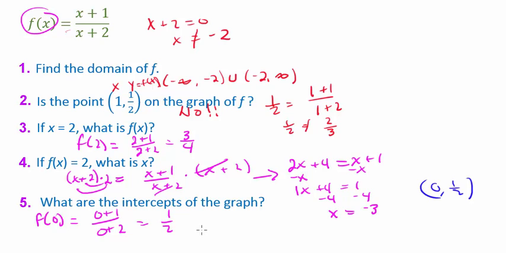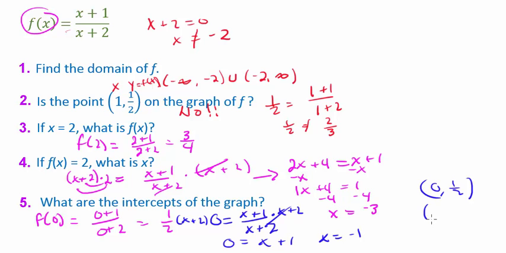All right. That was our y-intercept, and we now want to find our x-intercept. For our x-intercept, we're going to set the output, which is f of x, equal to 0, and we solve for our input, x. I'm going to do the same exact process I did for number 4, and I'm going to multiply by x plus 2. But what happens here is that when you take x plus 2 times 0, you just get 0. So 0 equals x plus 1. Solve that, and you get x is equal to negative 1. So your other intercept is (-1, 0). So you have two intercepts at (0, 1/2) and (-1, 0).